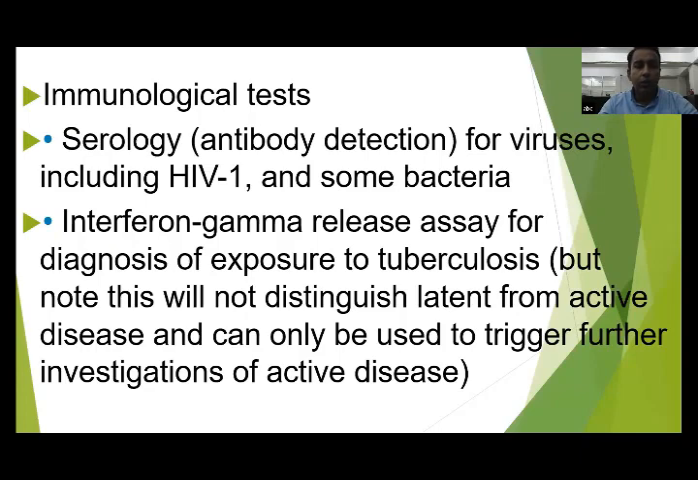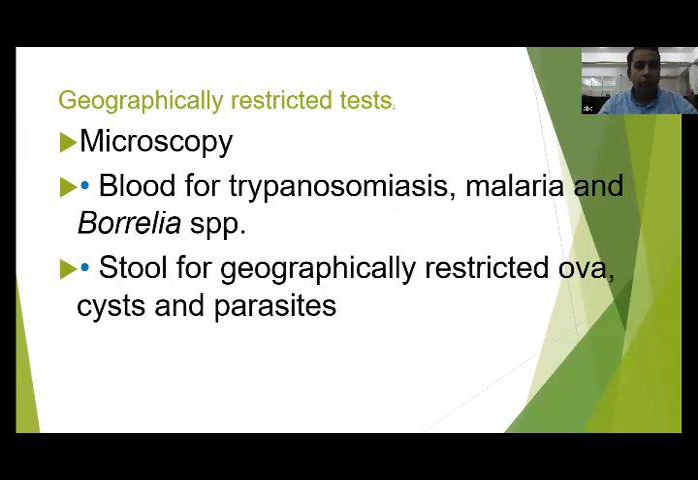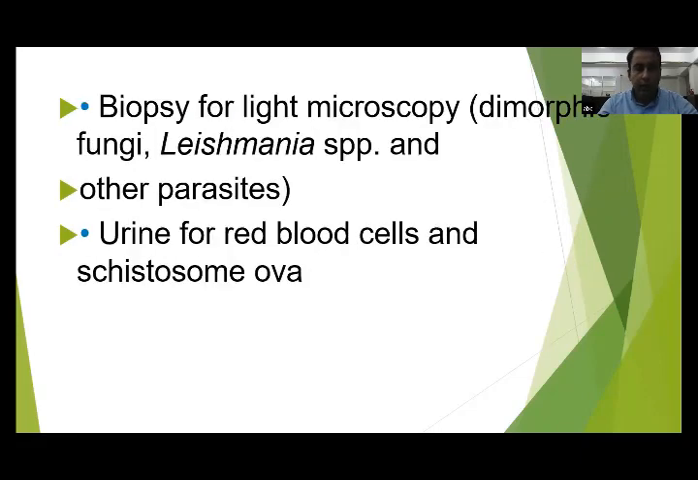These are other serological tests for HIV, and interferon gamma assay for TB, which is called the quantitative TB Gold. It is a standard screening test for tuberculosis. Then microscopy: blood for trypanosoma and malarial parasite, slide for Borrelia, stool for persistent parasite.